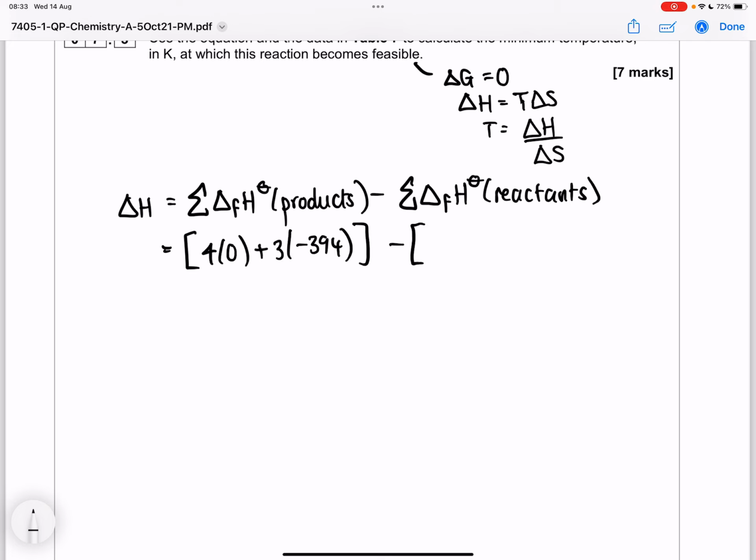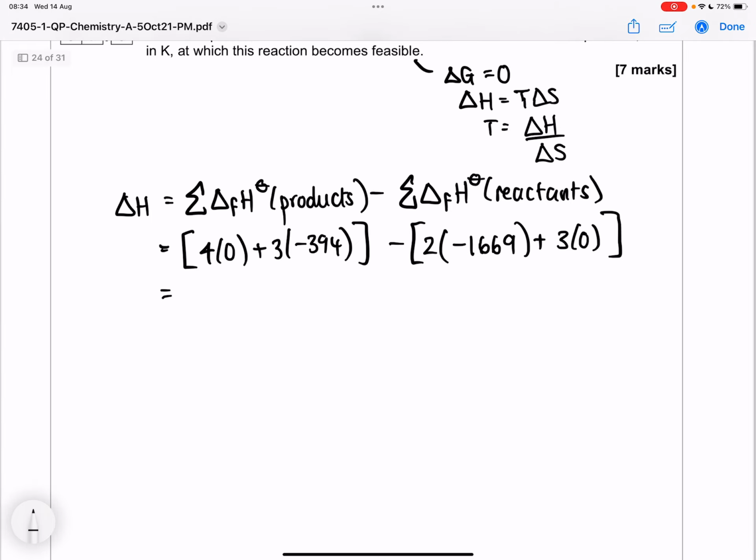And then we're going to subtract from that 2 aluminium oxides. Oops. There's 1,669 and 3 lots of 0. So we've put that into our calculator and we get 2156 kilojoules per mole.